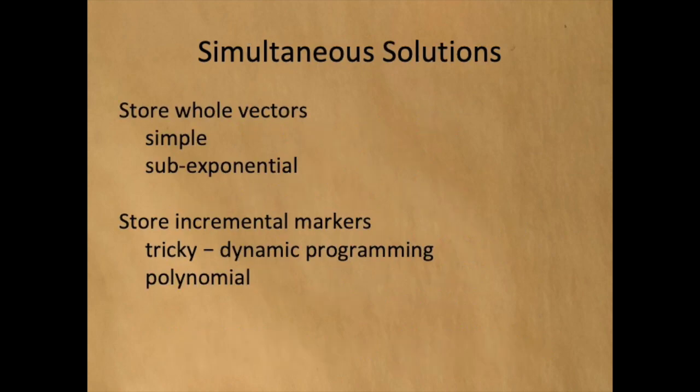One is to start from all possible spine vectors and then verify that they match population vectors. The other one is to do it incrementally using dynamic programming, which, alas, is kind of tricky. Considering whole vectors is simple, but there are a sub-exponential number of them. The alternative is to store incremental markers, which is tricky because it requires dynamic programming, but it is polynomial.